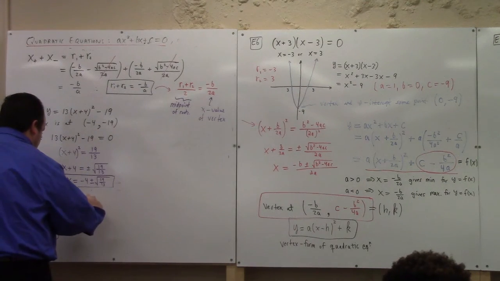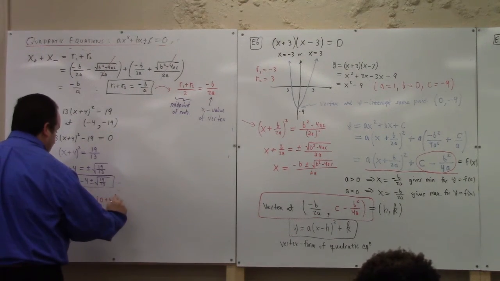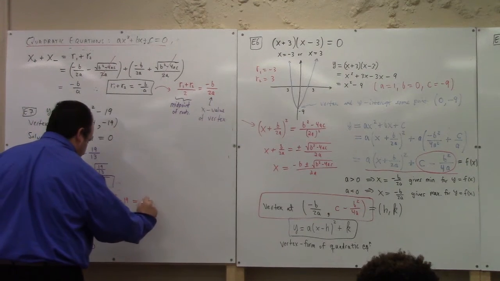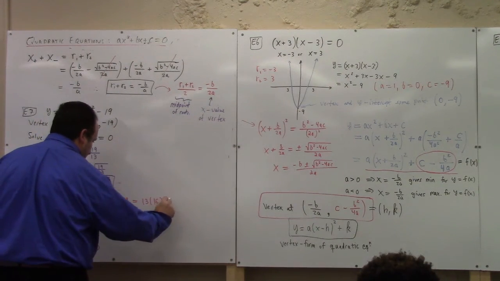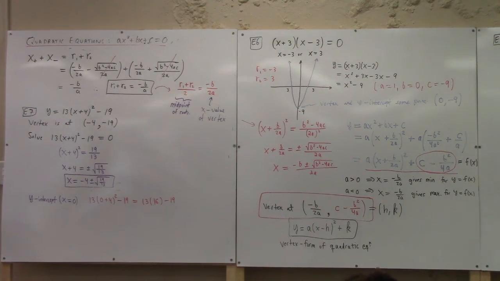So we've got 13 times 0 plus 4 squared, right? Minus 19. So that's kind of big. 13 times 16 minus 19. What's 13 times 16? Well, it's 160 plus 48, right? So it's 208. 208 minus 19 is 198 less 9. 187?